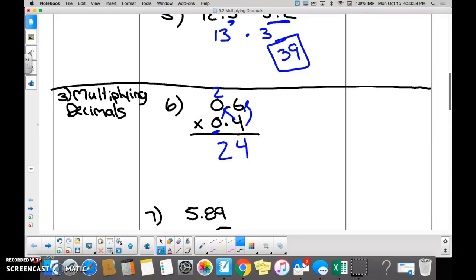And most of you are saying, well, Mr. Pottinger, why would you multiply the 0 through? Because you know that 0 times 6 is 0, and 0 times 0 is 0. So you don't necessarily have to do that. But what we do have to do is figure out where the decimal point goes.